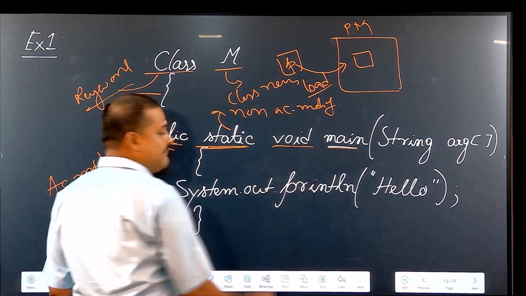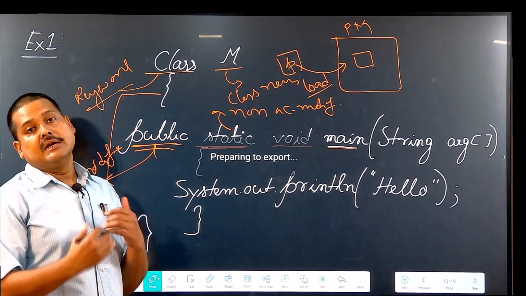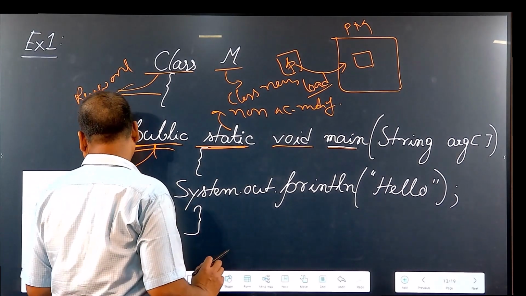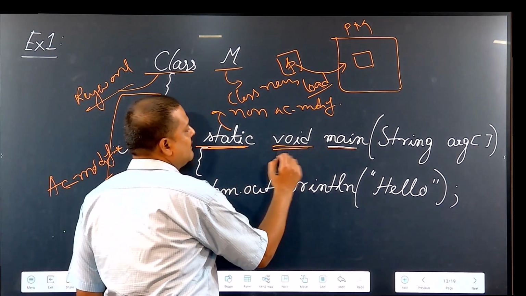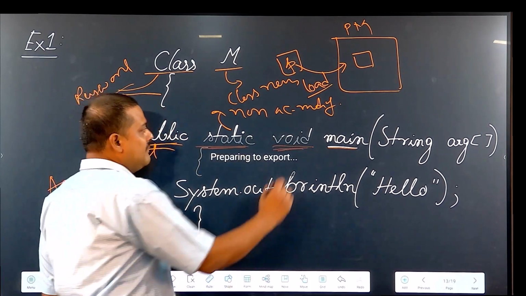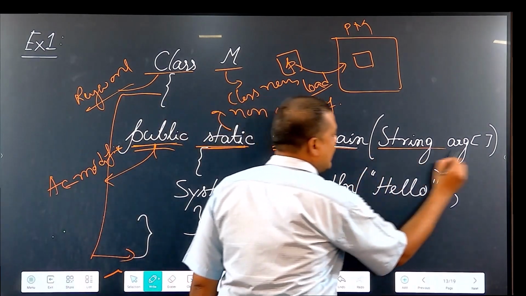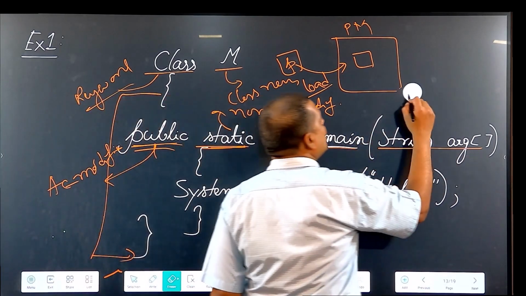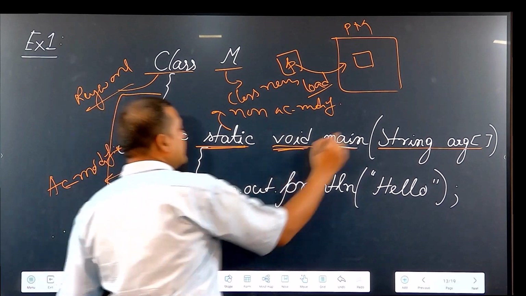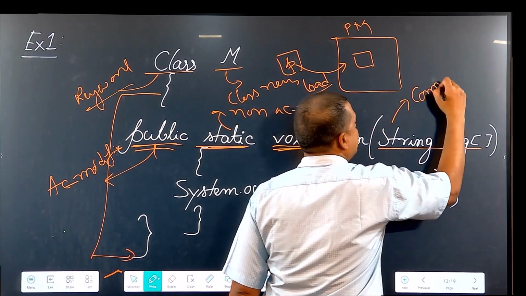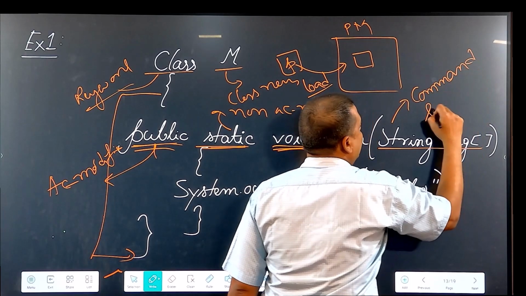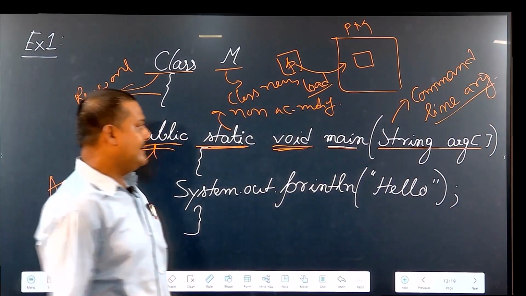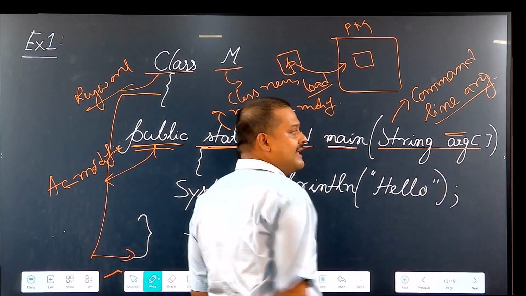Void is the return type of main. If through main we are passing some value, then this value can be returned through this particular data type. Then main is the name, and then there is this thing. This is called the command line argument. String is a class, and this ARG is a variable, and this is the array.